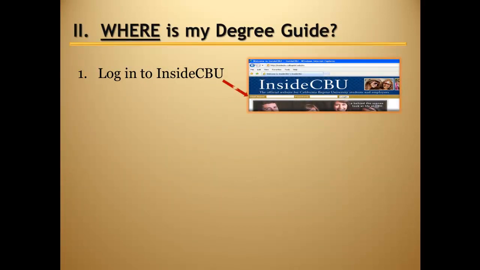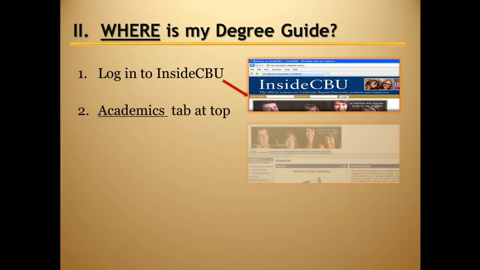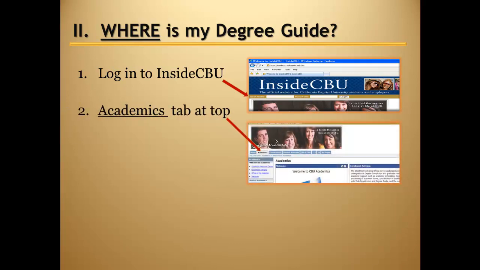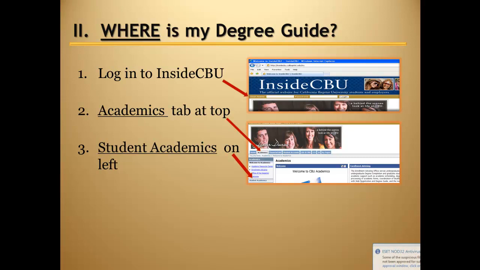Now that you know what a useful tool your degree guide is, the next step in this presentation is to explain where to find it. Begin by navigating to Inside CBU and then log in using your username and password. The username is your CBU student ID number, and your password was chosen by you during the admissions process. Remember, it is case sensitive and it contains letters and numbers. Once you are successfully logged in, click on the Academics tab. Then in the menu options on the far left side, choose Student Academics.